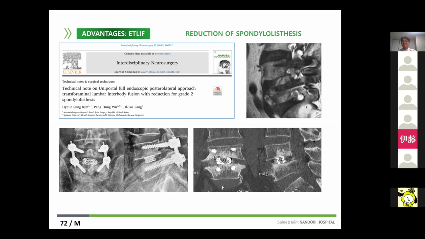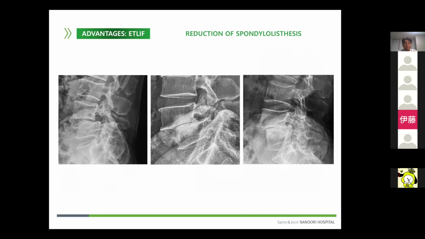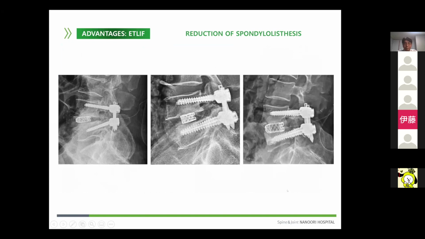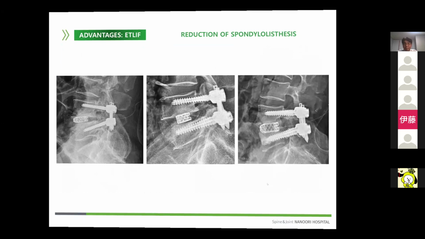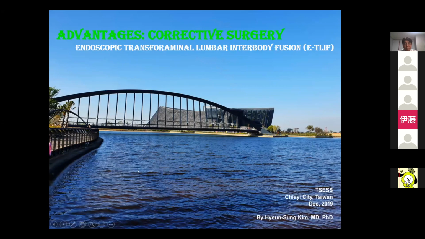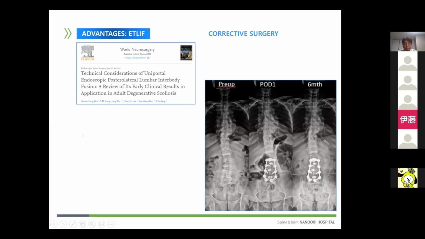and spondylolisthesis reduction is possible. Also, you can see spondylolisthesis reduction like this. And next, the corrective surgery has more benefit in endoscopic spine surgery. This paper was also already published by me in World Neurosurgery. You can see here the correction, pre- and post-op and 6 months later.